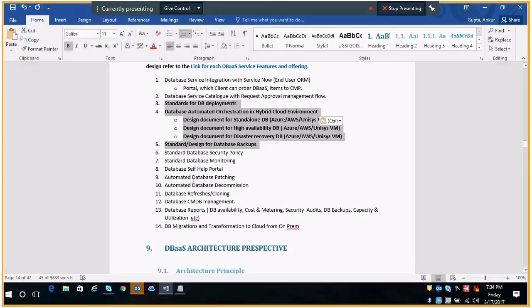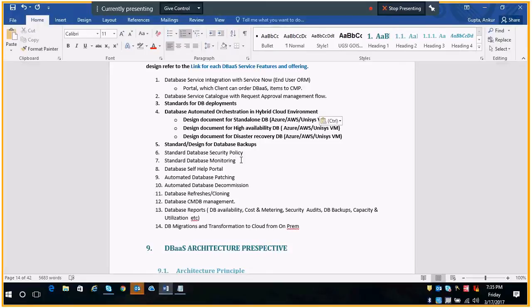Rest, all we can really take as a future part as we move forward. Yes, in fact, we would be on the same path. 3 and 5. I don't know how 3 is different from 4. Okay, is the 3 you're talking about? Yeah, 3 is the standards.